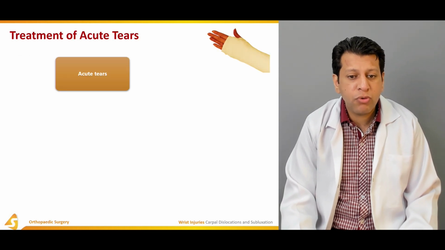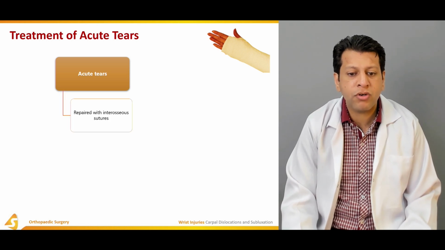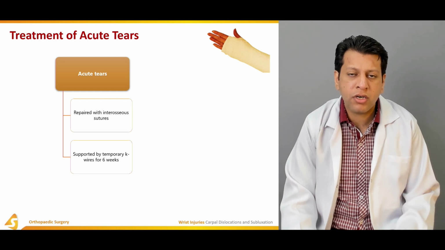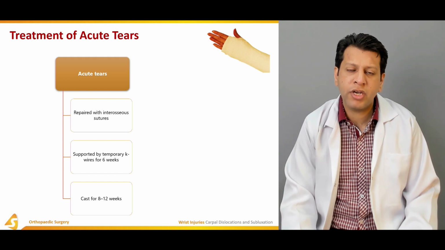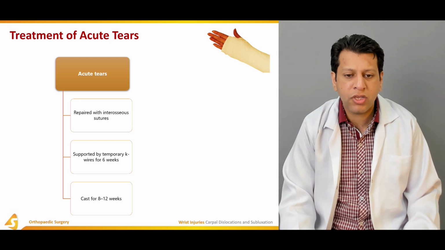The treatment of acute is very simple. If there are acute tears, you go for repair by interosseous sutures supported by temporary K-wires. The lunotriquetral K-wires are placed for 6 weeks, and casting can be done for 8 to 12 weeks, as with the scapholunate ligamentous injury in case of acute.